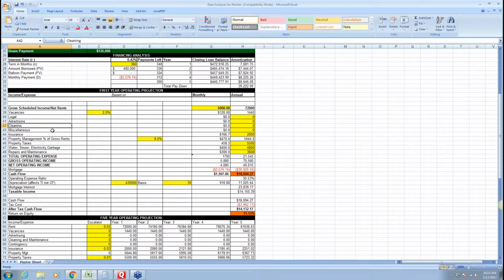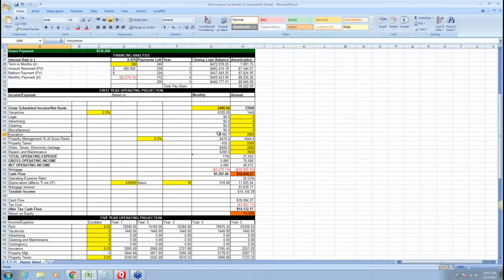But moving down the list, we have miscellaneous. This could be anything that comes up that isn't in your typical analysis. But for now, we're going to leave that blank. And the next one is insurance. Insurance, of course, you have to have insurance on your properties.